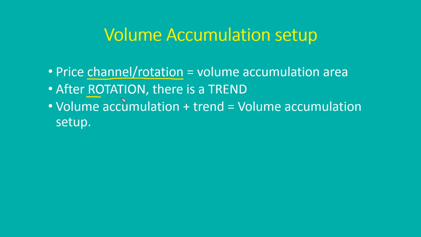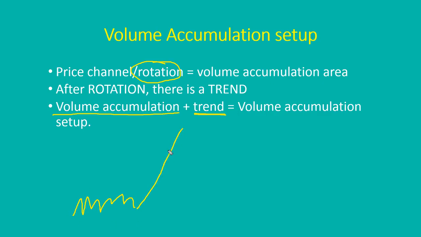And after rotation, there's a trend. This is quite usual behavior. First, there is rotation where volumes are accumulated, and then there is a trend where the big institutions are actually making money. And basically the volume accumulation setup consists of volume accumulation area, in other words the rotation area, followed by a trend. So whenever you see volume accumulation in a rotation followed by a trend, then you can start looking for the volume accumulation setup.